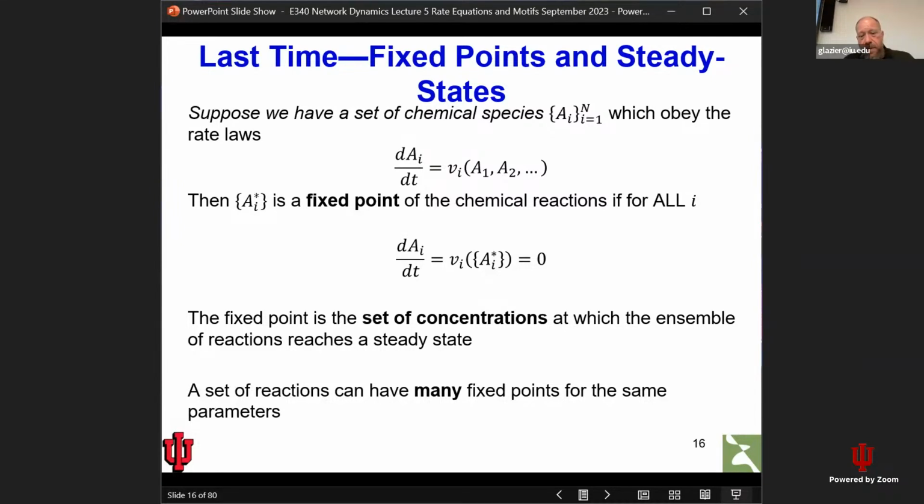And we have to remember that there may be multiple fixed points for the same reaction. Suppose that I have chemical A and chemical B reacting with each other. Well, if I need one molecule of A and one molecule of B to react, then if I have no A, there's no reaction. Similarly, if I have no B, there's no reaction. And so (0, B) is a fixed point. (A, 0) is also a fixed point. Not a very interesting one in that case, but it's there.